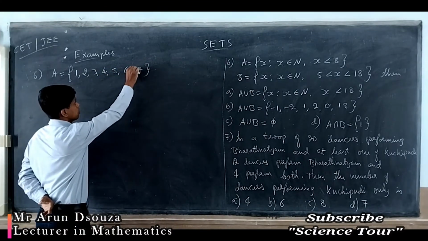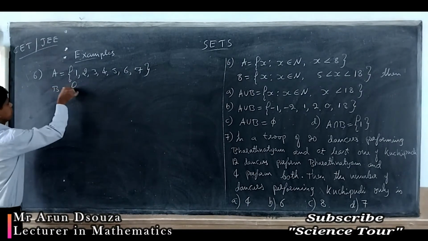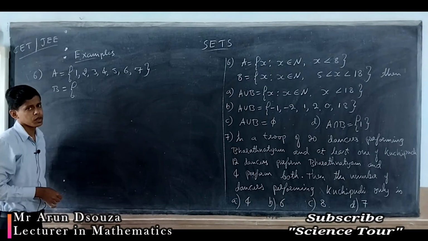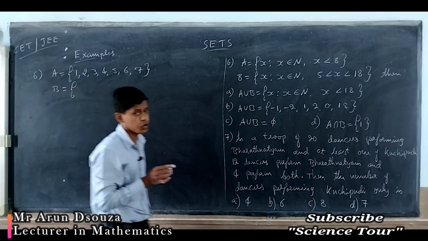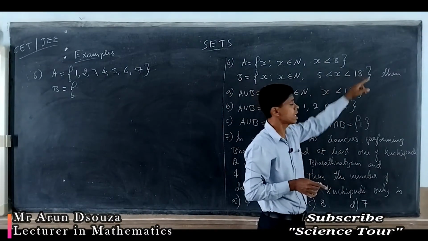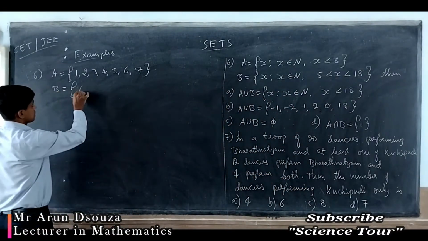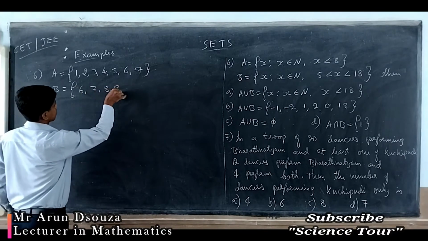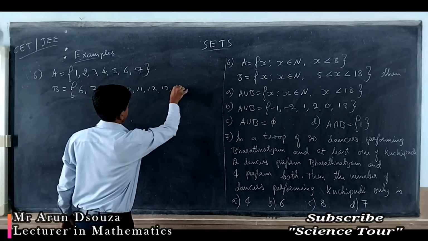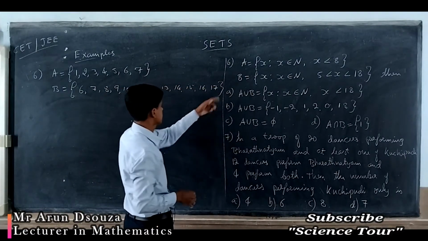Don't write 8 because it is strictly less than 8. And the set B is a set of all natural numbers between 5 and 18. 5 is not included. How do you read this? X is greater than 5, X is less than 18, greater than 5, not equal to 5. So start with 6. Don't write 18, less than 18.